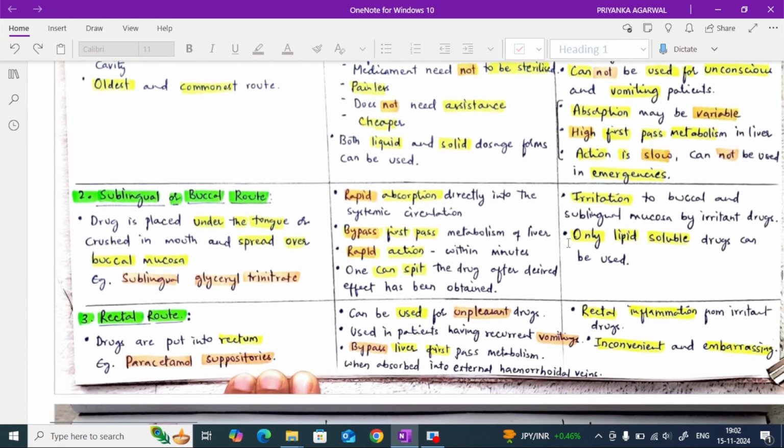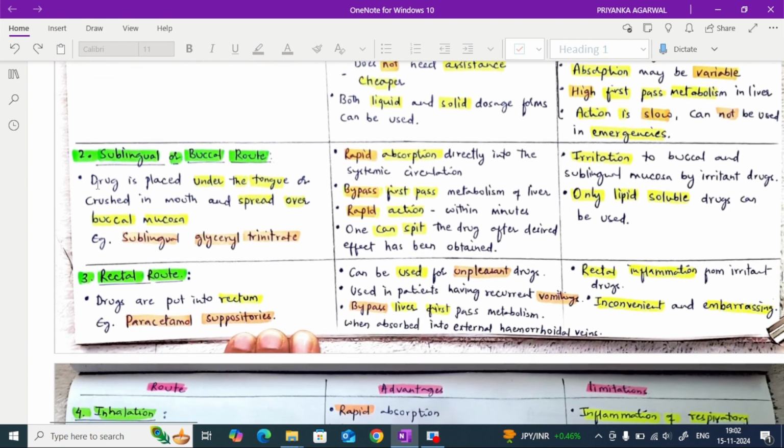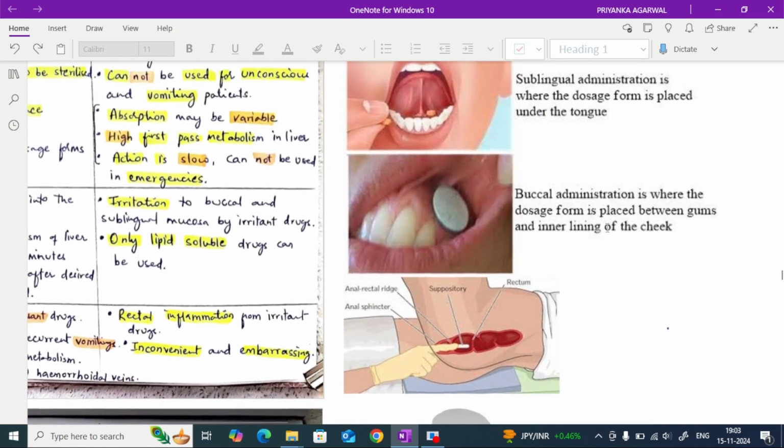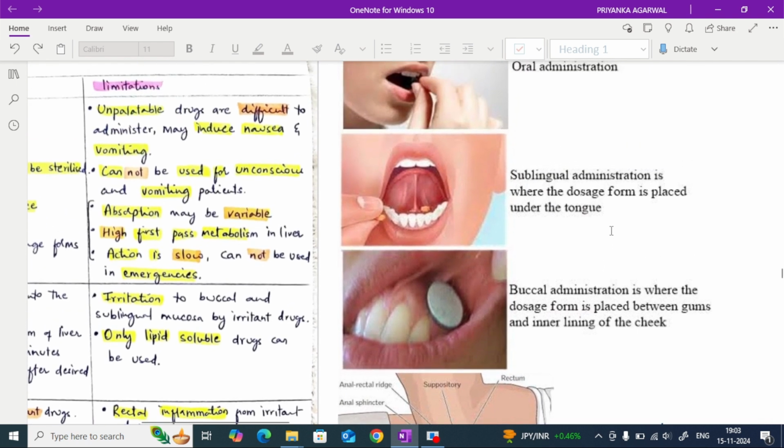Now coming to the sublingual or buccal route. As we can understand by the term, sublingual means the drug is placed under the tongue. Buccal means the drug is crushed in the mouth and spread over the buccal mucosa. An example would be sublingual glyceryl trinitrate. This is the drug that is used in angina.